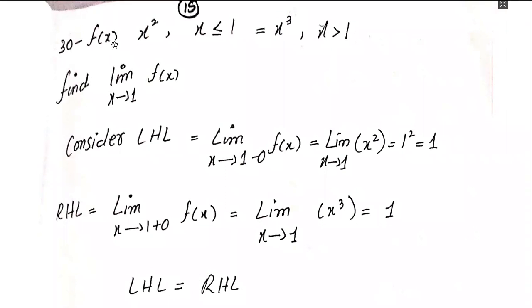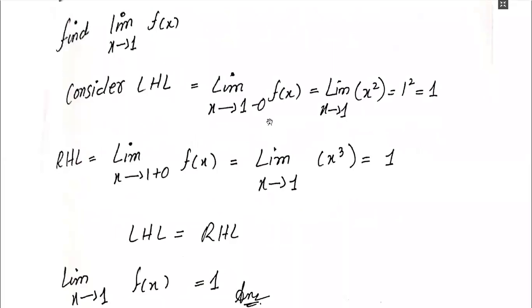Again, f of x equal to x square when x is less than or equal to 1, first piece. Again, f of x equal to x cube when x is greater than 1. Actually, there is a typing mistake. This x cube must be in this place, not this place. f of x equal to x square when x is less than or equal to 1. Second piece is x cube when x is greater than 1. For the left hand limit, we will take x less than 1, this. For the right hand limit, x is greater than 1. We apply the limit. If both are equal, then the limit of the function exists, otherwise not.